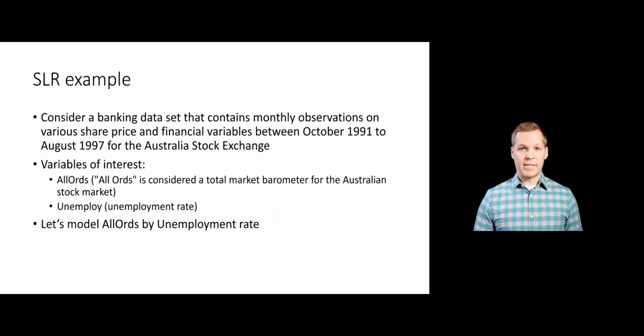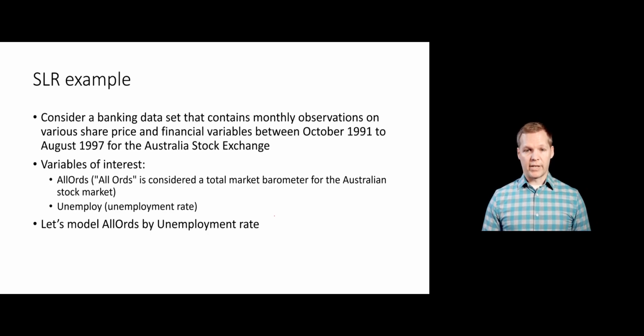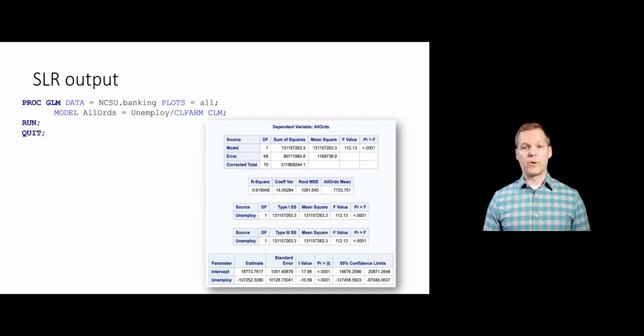Let's utilize that same exact data set that we were doing before with the correlation analysis. We had that all ORDS variable representing our response, and we might want to relate some of our numeric variables to that through a linear relationship. And so we'll focus on this unemployment variable. Here's how we would code that up.